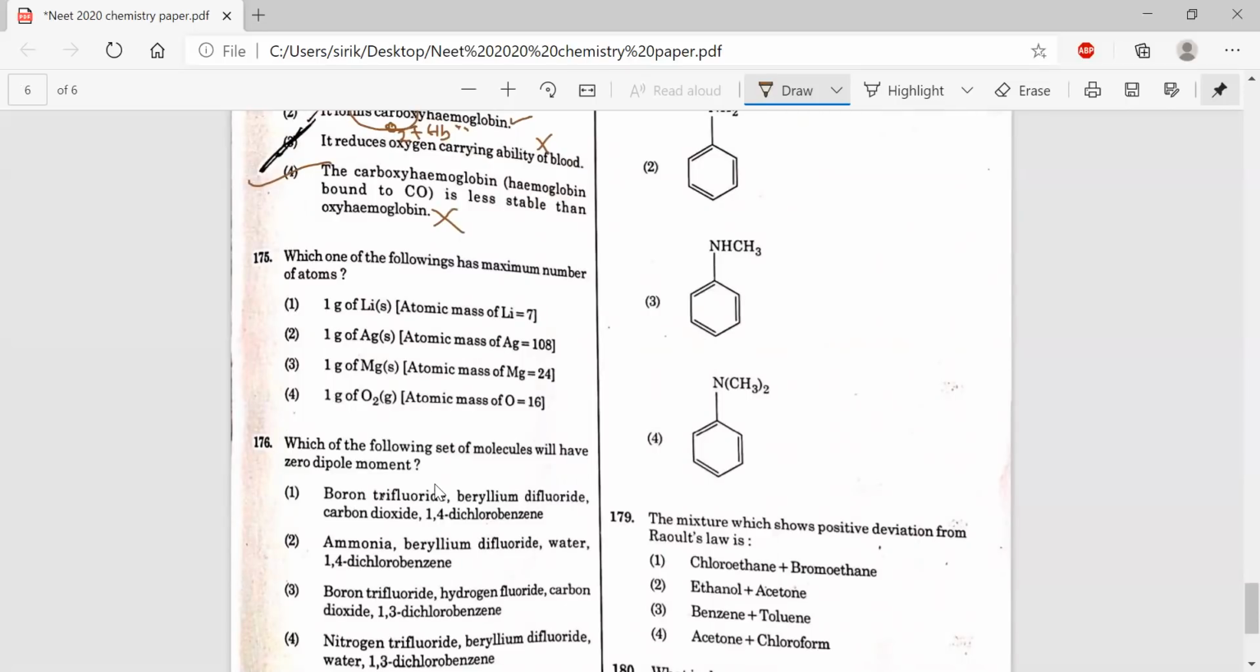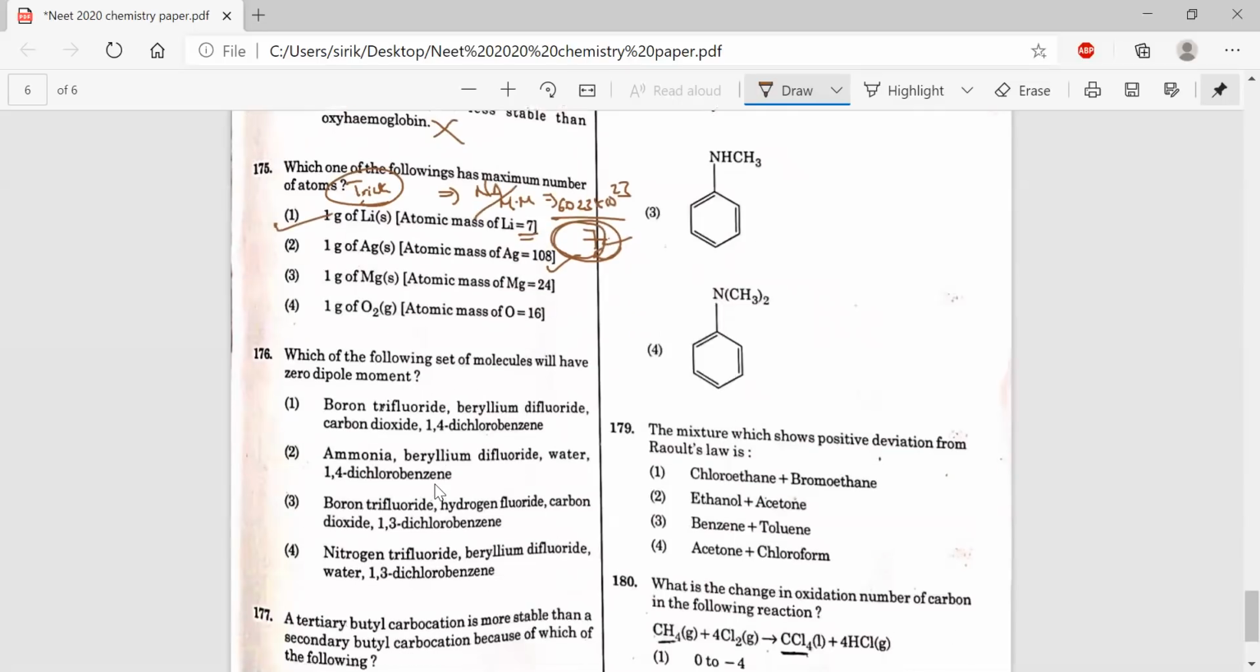Which of the following has a maximum number of atoms? So what is the simple trick to find the number of atoms? Number of atoms is equal to Avogadro number divided by molar mass. Avogadro number is the same in all the cases. Molar mass is very less in this case, so 6.023 into 10 power 23 by 7. If you put a higher molar mass value, you'll get a minimum value. If you put a smaller value in the denominator, you will get a maximum value after substitution. No need to substitute. By seeing, you can answer it.